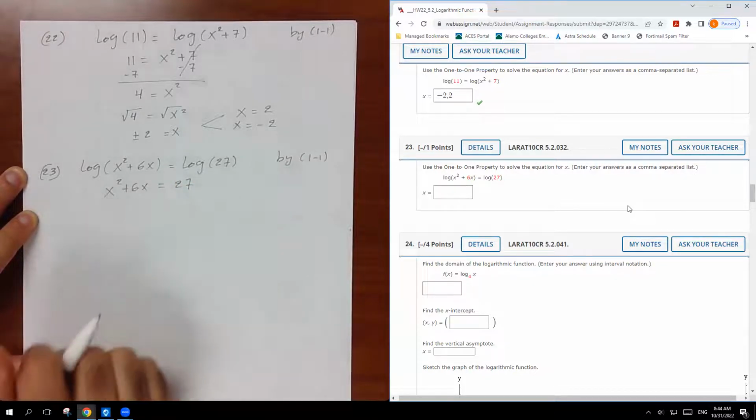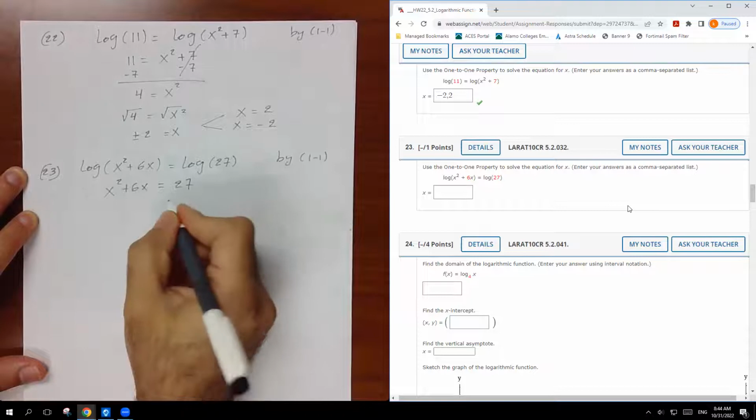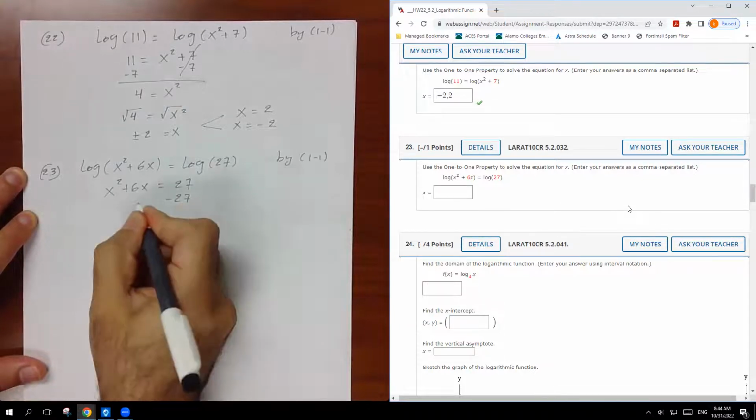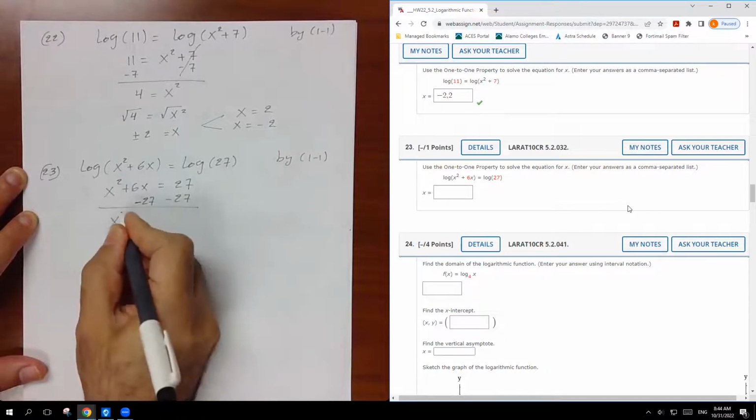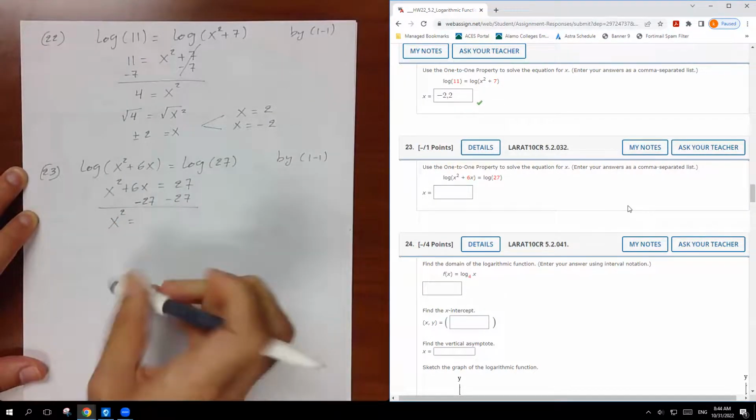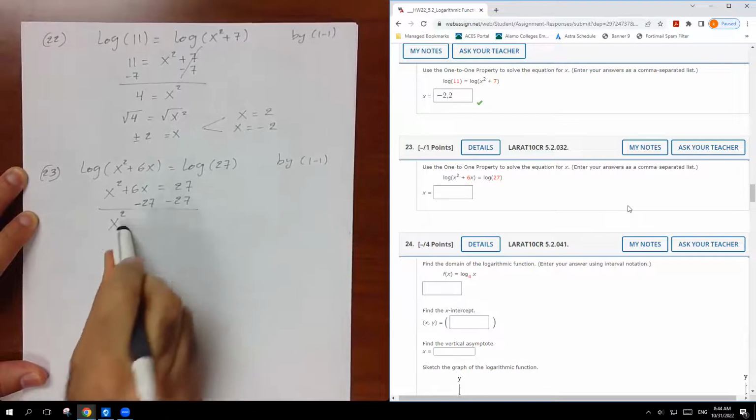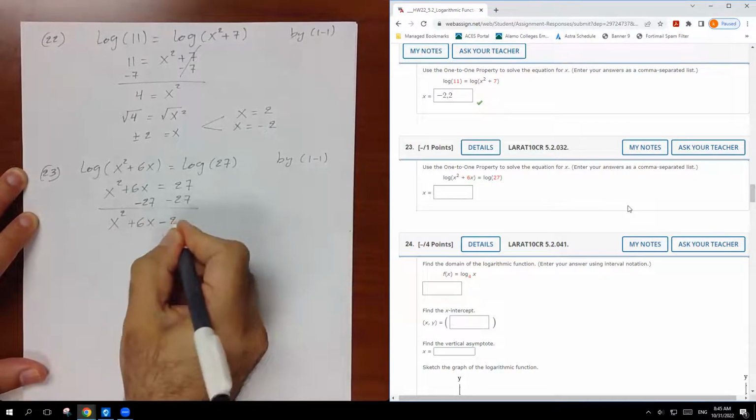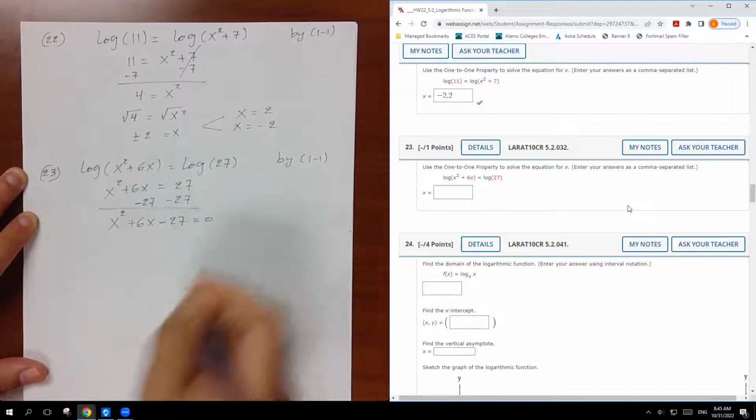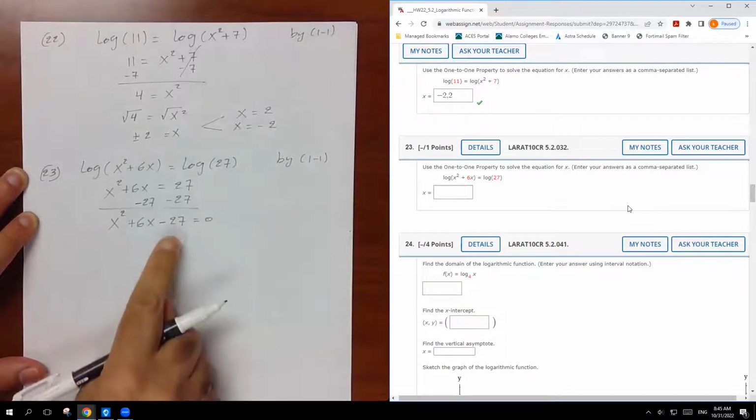Now I need to solve this one. So I'm going to move the 27 to this side. That means x squared plus 6x minus 27 is going to be equal to 0. Now I need to solve this one.